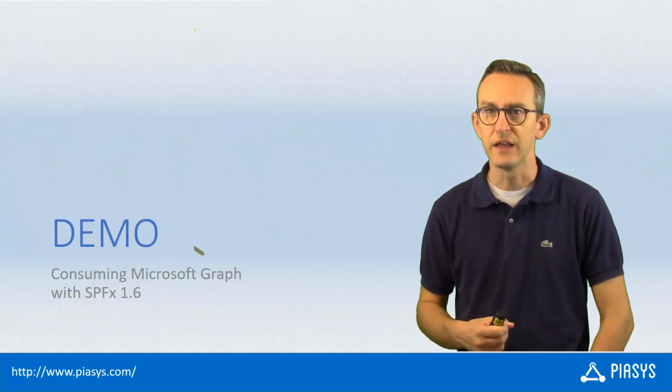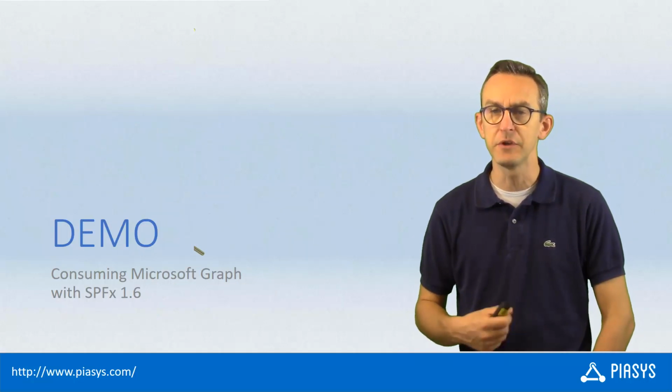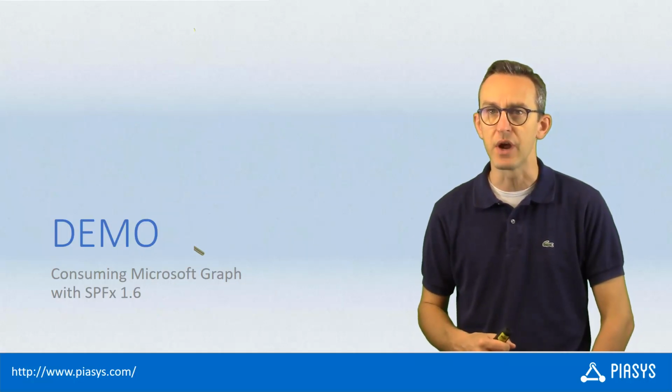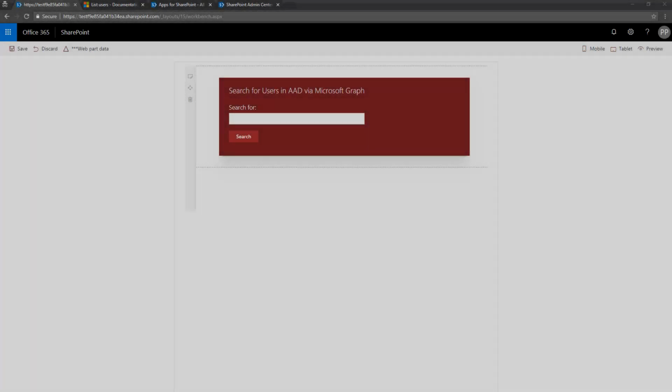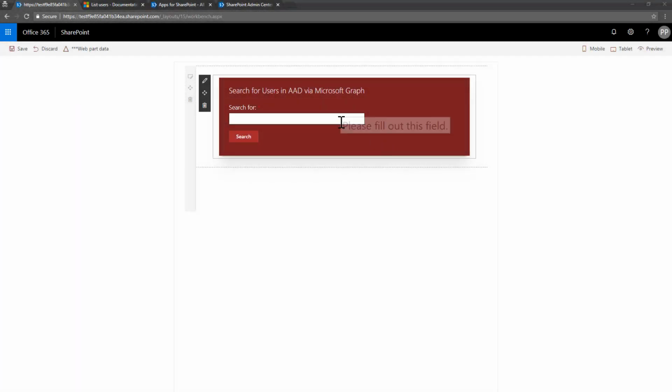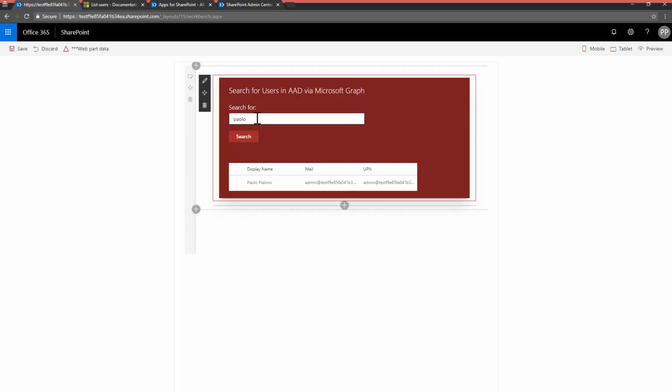So that said, as usual, let me move to the demo environment and let me show you how to play with it in practice. So let's start having a look at the final solution. Here we have a client-side web part which we can use to search for users in Azure Active Directory. I search for myself, for example, and here I am.